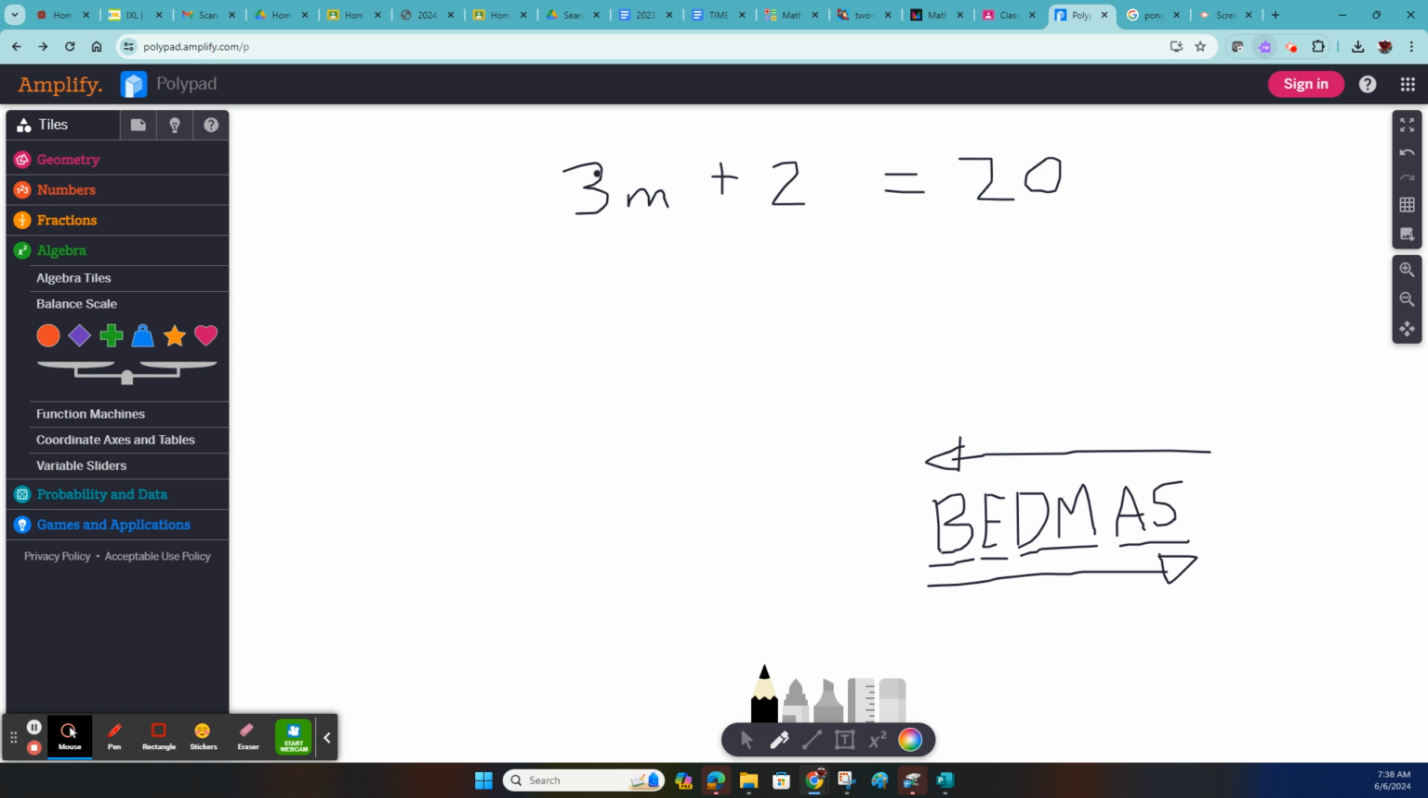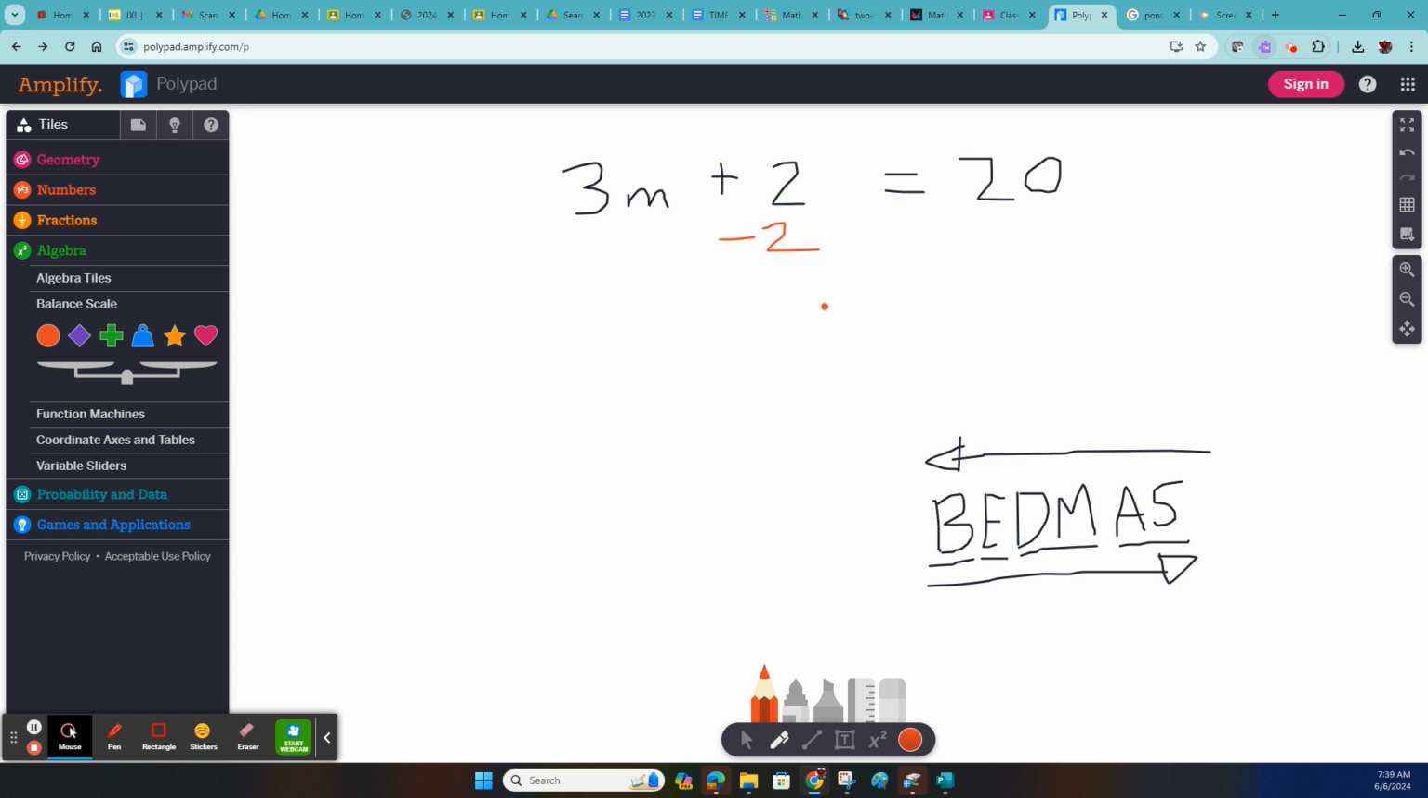I've got a multiplication here and I've got an addition here. Which one should I cancel off first? Well, I'm working backwards because it's inverse operations, so I got to do the addition first. And what is the inverse of plus 2? You guessed it, that's subtract 2.